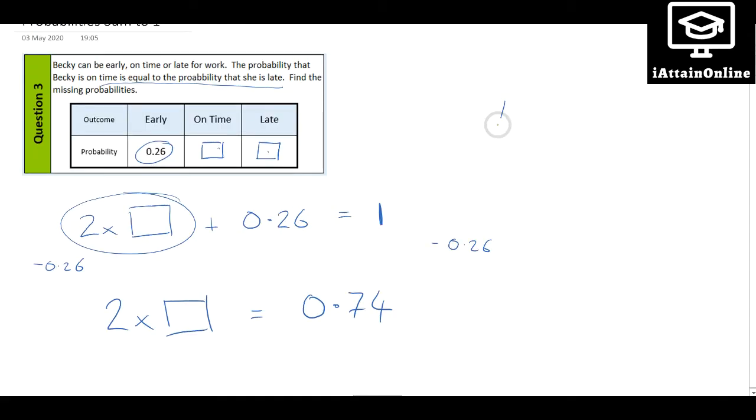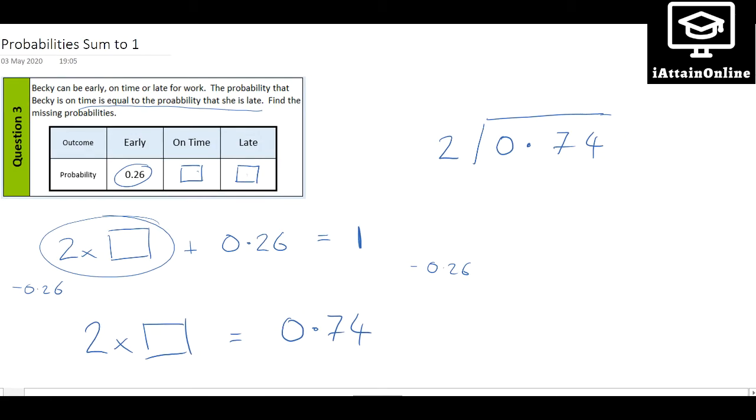So I'm going to use my bus stop method. I'm going to write 0.74 and I'm going to divide it by 2. Now the bus stop method works the same with dividing decimals as it does without. You just need to remember to put your decimal point in and line it up above the bus stop as well.